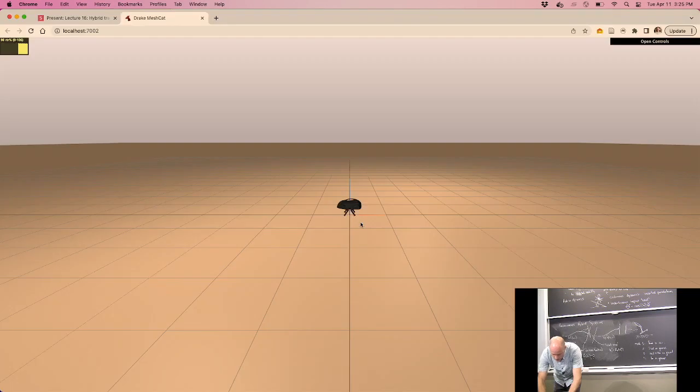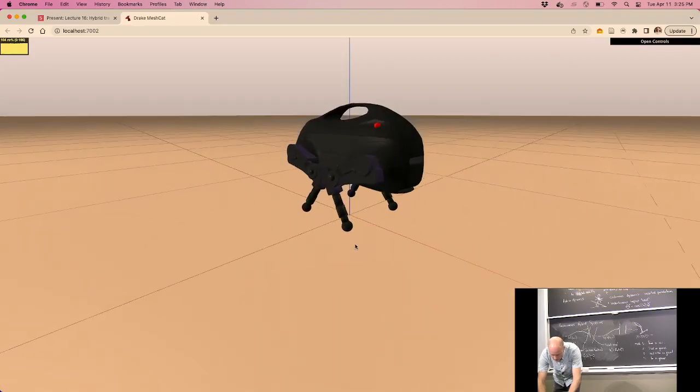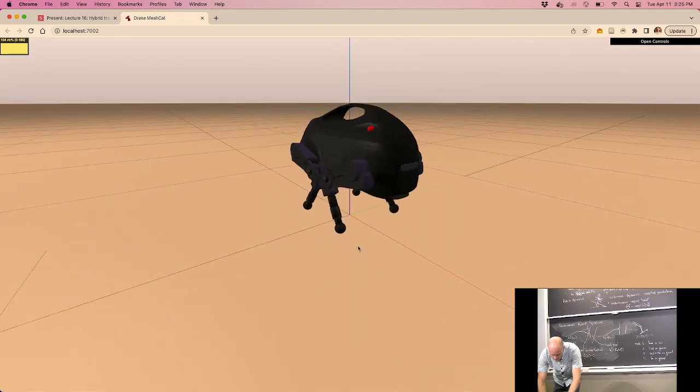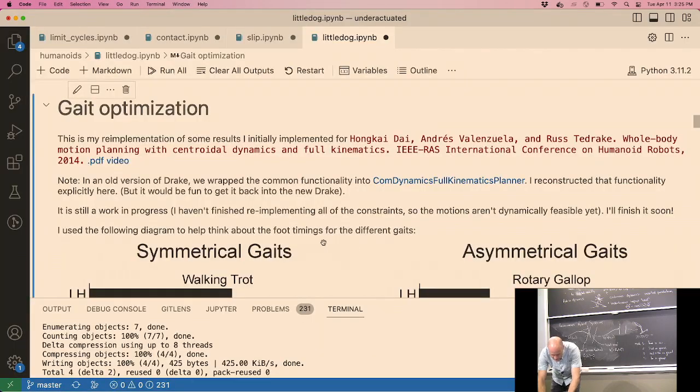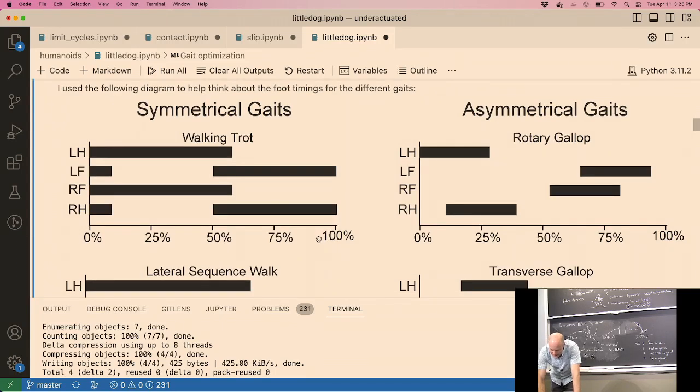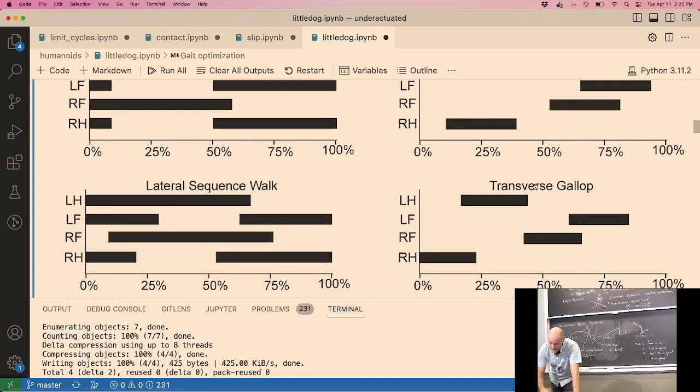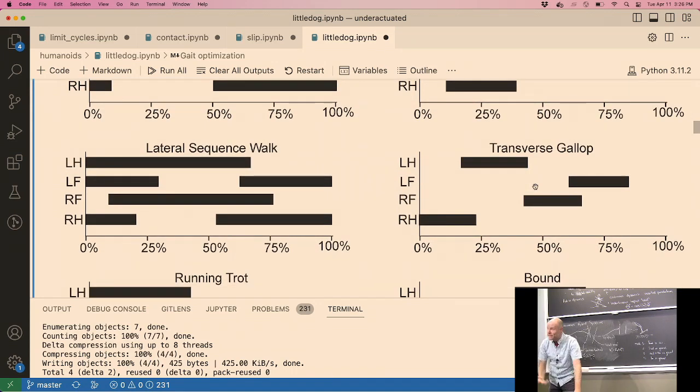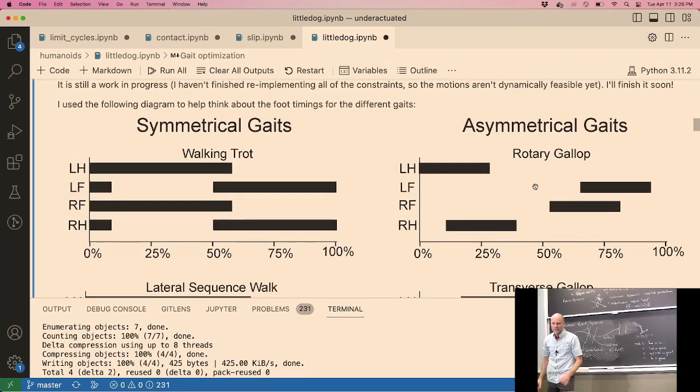First, I just made sure Little Dog wouldn't fall down when it's standing. So that's success. It fell into a stable configuration. And then the gait optimization: walking, trot, rotary gallop, all the famous gaits. The definition of the gait is actually just the mode sequence. These gait diagrams just have a black area when that foot is on the ground. The left hind foot, the left forefoot, when that's on the ground, that's black. And so the ordering of when each foot comes on or off the ground is what defines a gait.